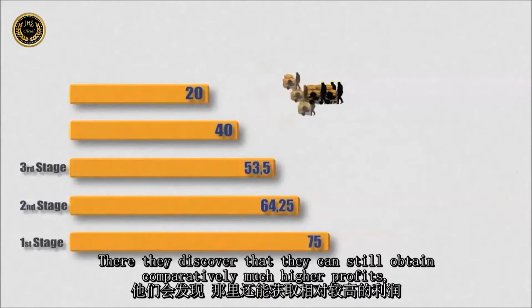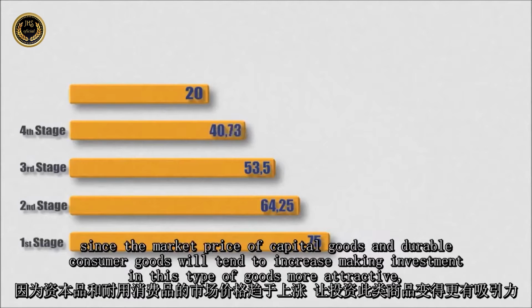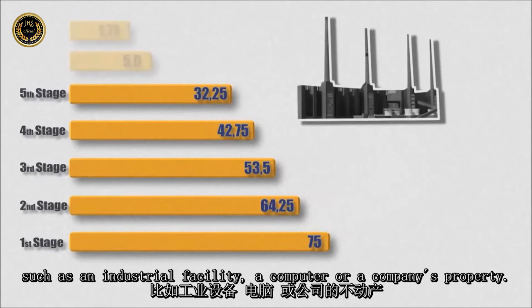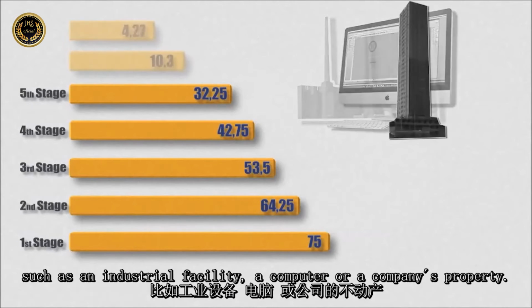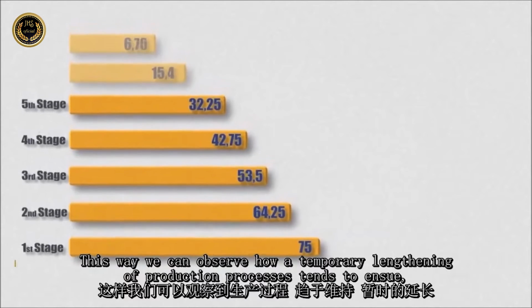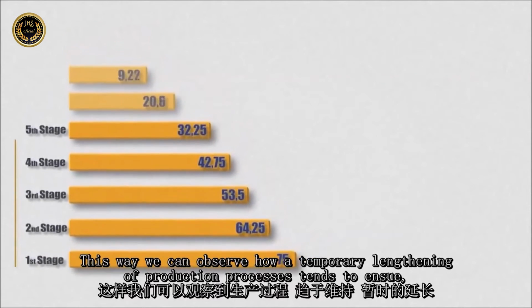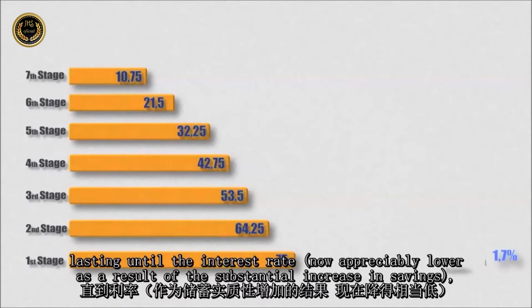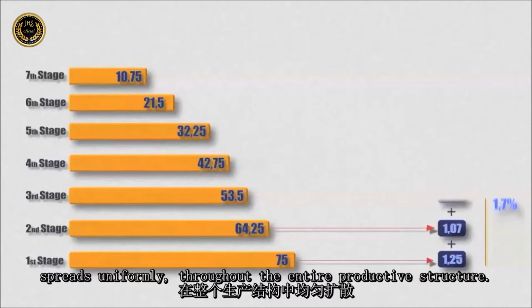There, they discover that they can still obtain comparatively much higher profits, since the market price of capital goods and durable consumer goods will tend to increase, making investment in this type of goods more attractive, such as an industrial facility, a computer, or a company's property. This way, we can observe how a temporary lengthening of production processes tends to ensue, lasting until the interest rate, now appreciably lower as a result of the substantial increase in savings, spreads uniformly throughout the entire productive structure.